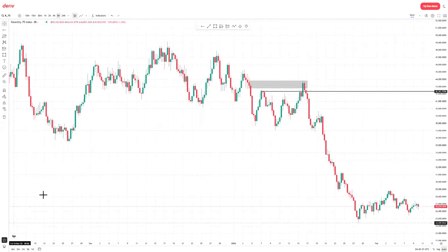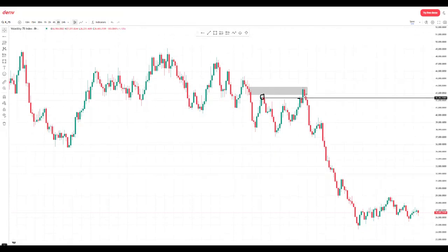You can see here, you have a valid resistance. You have a valid resistance here. They came closer. They even left a continuation pattern. They went up. Now you have to wait for the market to come back and test the broken resistance as support. The market just went down.